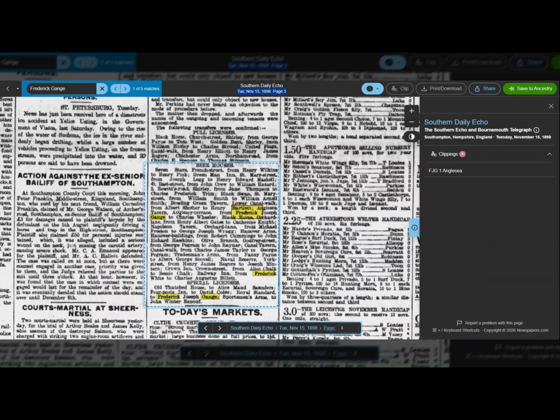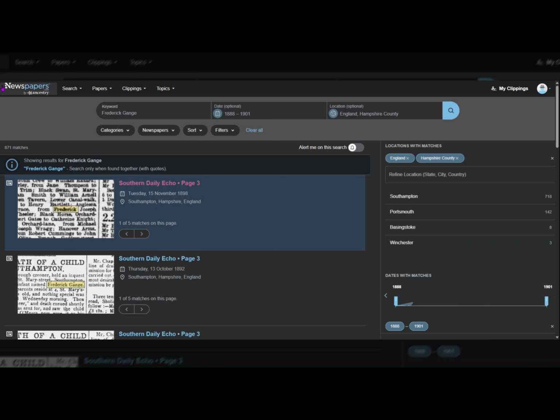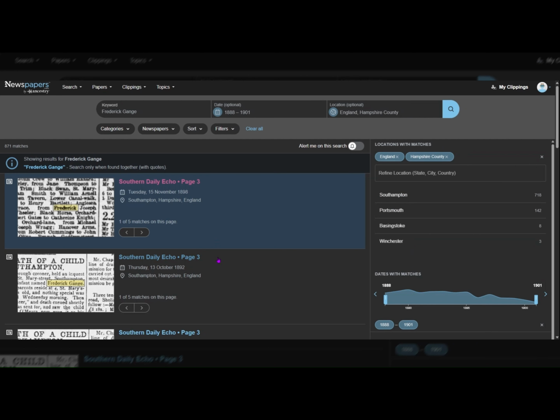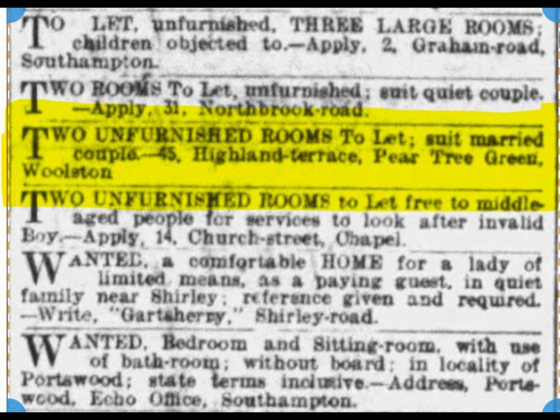Why they moved from there to Highlands Terrace is something I've yet to find out. Maybe I'll never know, but it's certainly interesting. We can see here the original advert that would have been around for them to move to Highlands Terrace. Two unfurnished rooms to let, suit married couple, 45 Highlands Terrace. That is in the newspaper just before they moved there, so it's a good chance they answered that ad.